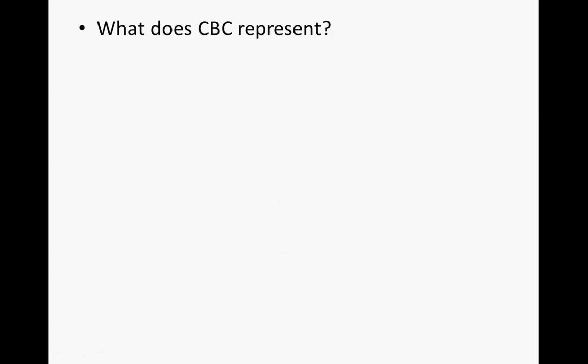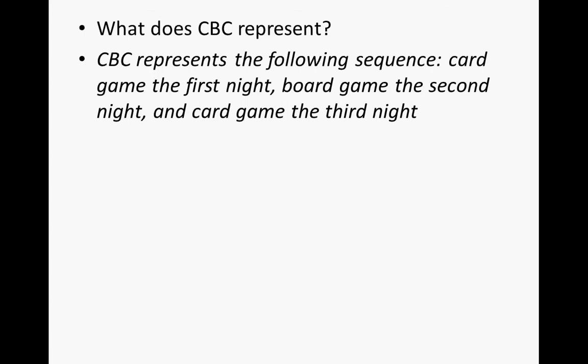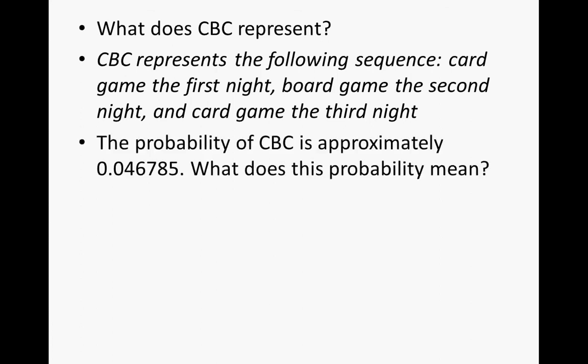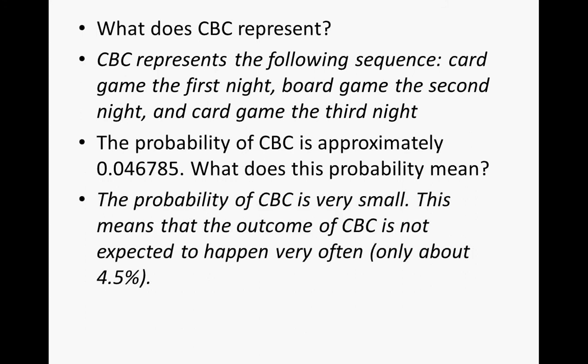Alright, so what does CBC represent? Well, CBC represents the following sequence: card game the first night, board game the second night, and card game the third night. The probability of CBC is approximately 0.046785. What does that probability mean? Well, the probability of CBC is very small. This means that the outcome of CBC is not expected to happen very often, only about 4.5% of the time. So although it's not impossible, it is definitely unlikely.